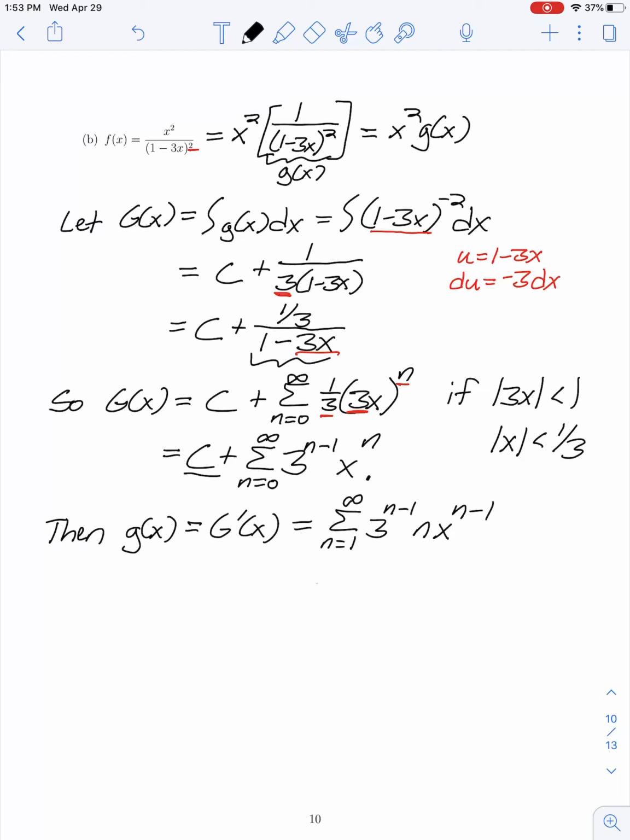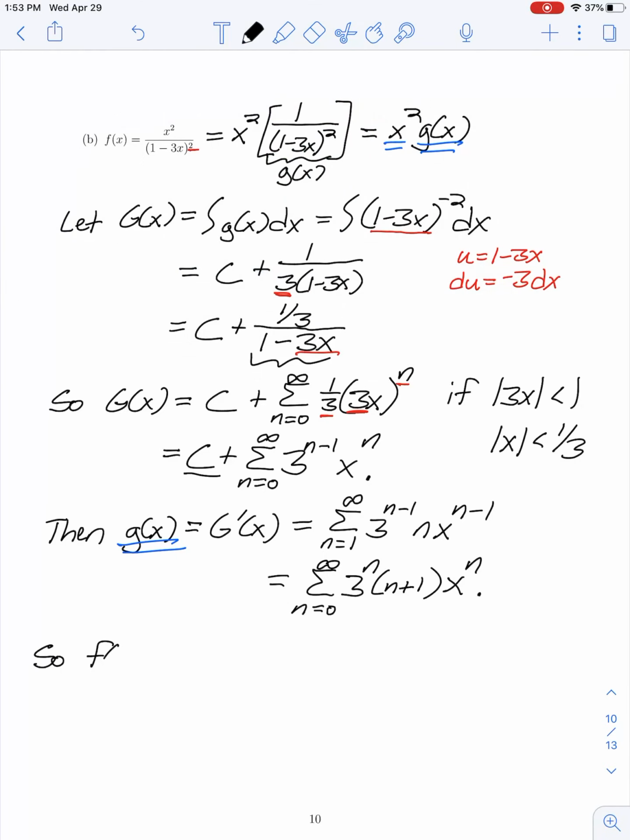Or if I want to rewrite this as a series starting at n equals 0, I would have the sum from 0 to infinity of 3 to the nth times n plus 1 times x to the nth power. So what I found now is a power series representation of the function little g of x, which was given up here. But what I want is a power series representation of f of x, which is x squared times g of x. So let's write this out.